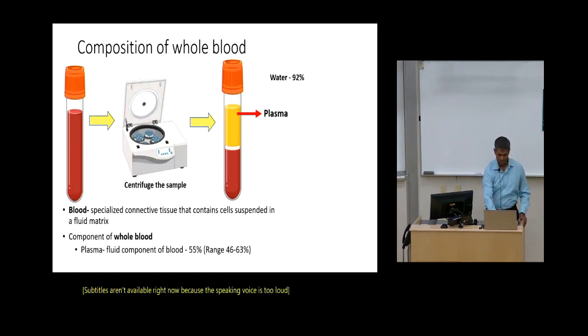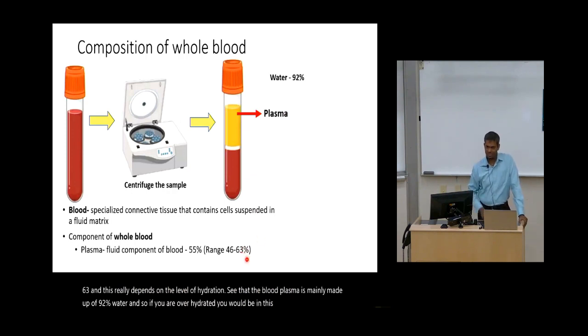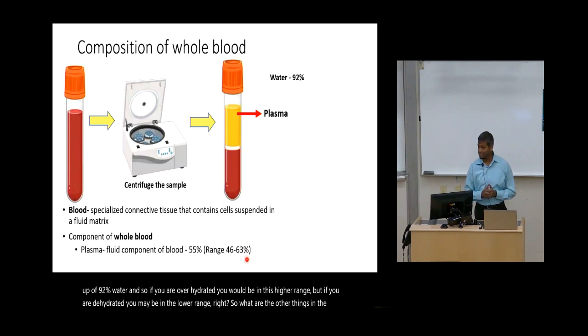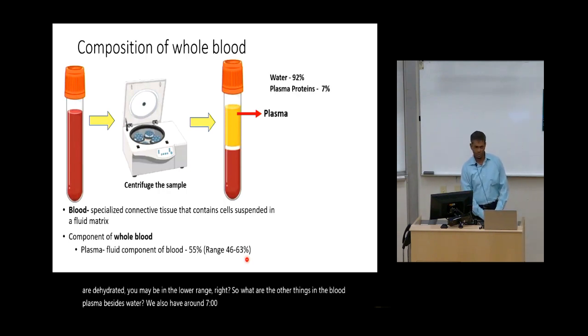hydration. See that the blood plasma is mainly made up of 92% water, and so if you are overhydrated, you would be in this higher range, but if you are dehydrated, you may be in the lower range, right? So what are the other things in the blood plasma besides water? We also have around 7% plasma proteins, and one example of this is albumin, and I will briefly talk about albumin in the upcoming slides.